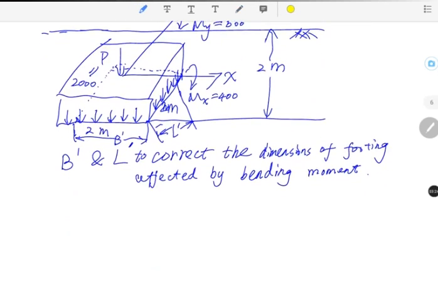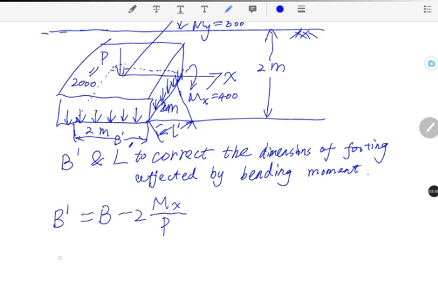The equation used to determine B prime and L prime is that B prime equals B minus 2 times Mx divided by P, and L prime equals L minus 2 times My divided by P.